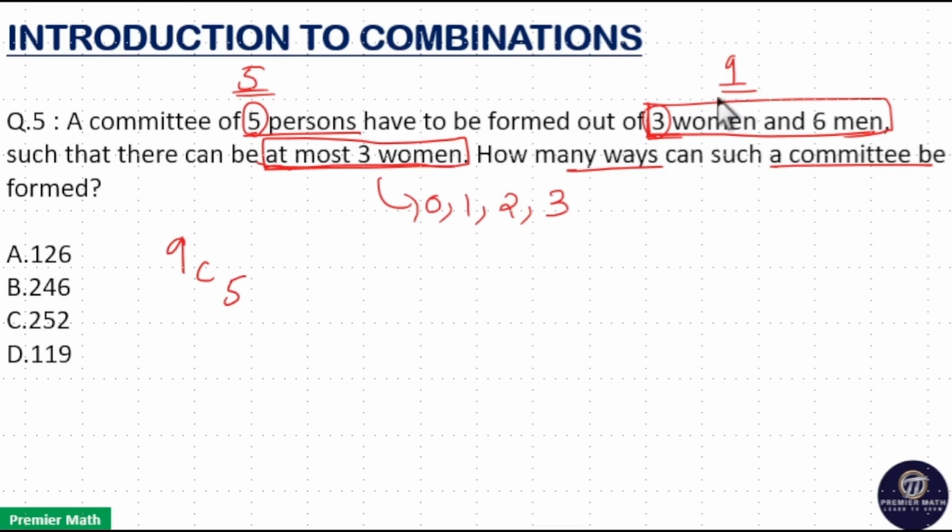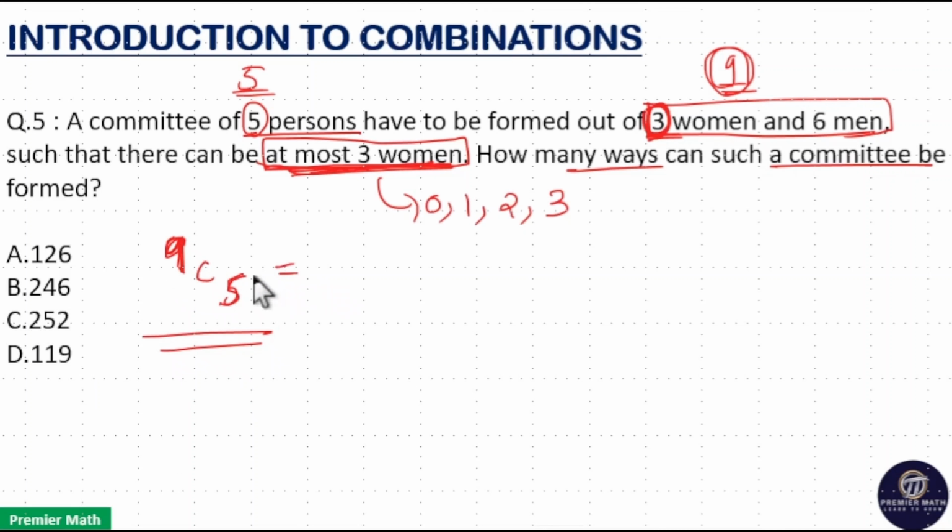So there is no restriction with this condition. Because we can choose any of these 3 women, which means we can choose any of these 9 people. There is no restriction. So here 9 is not changing and this 5 is not changing. So 9C5 is our answer.